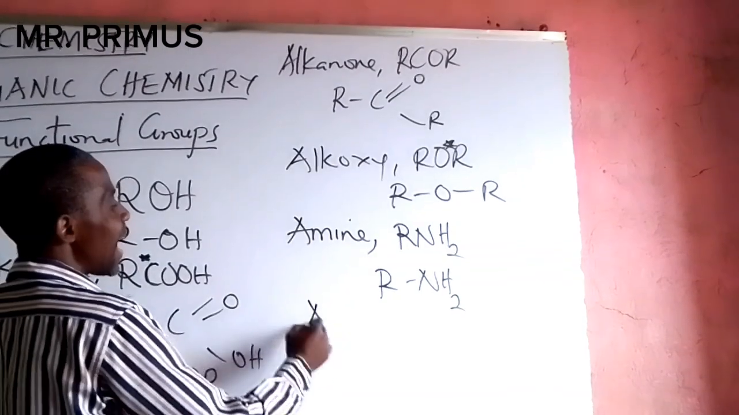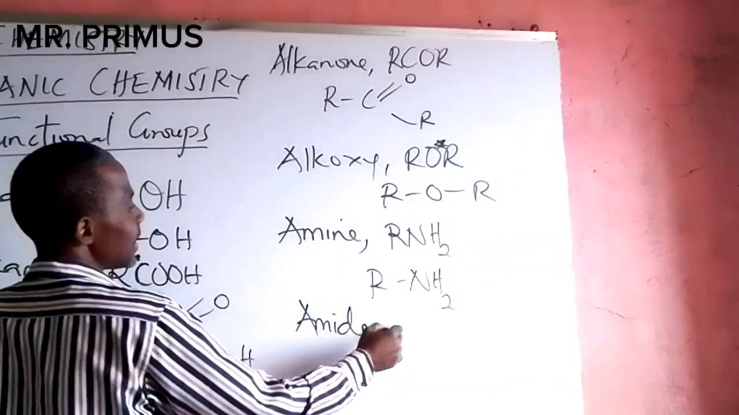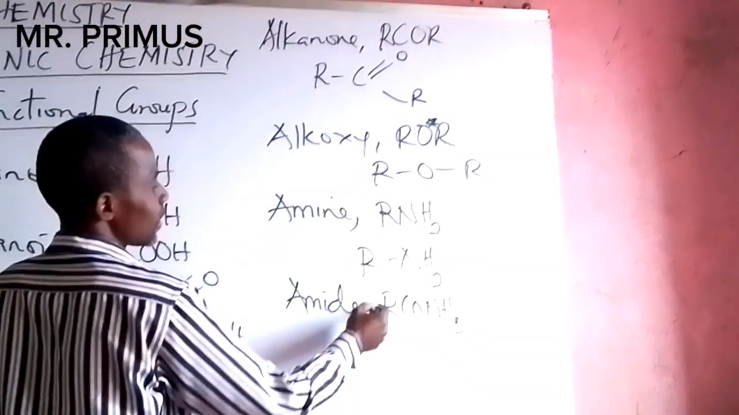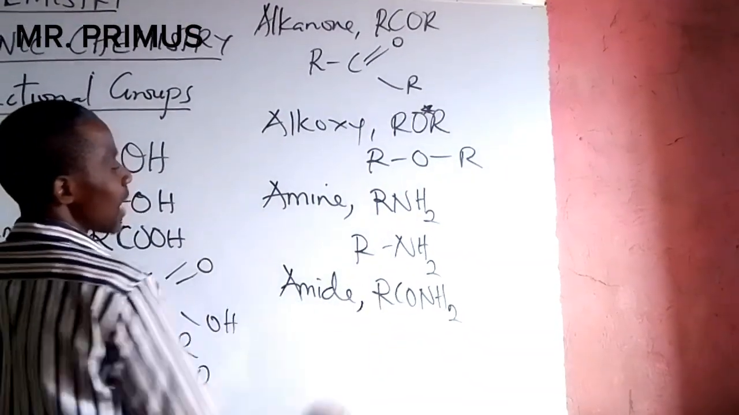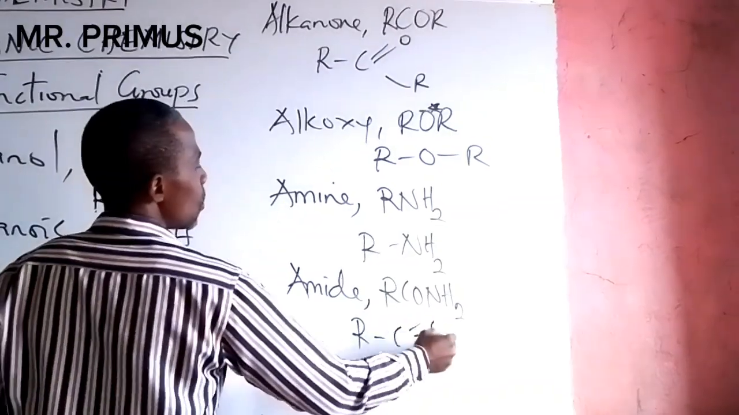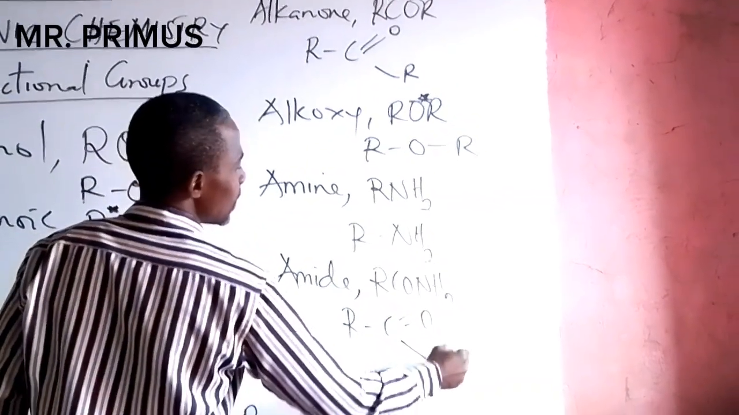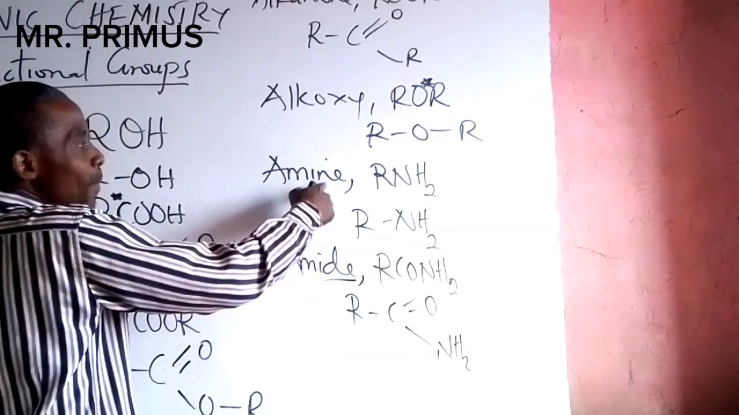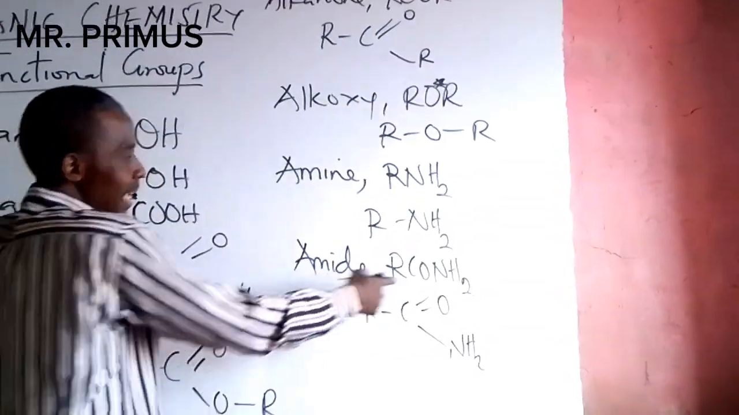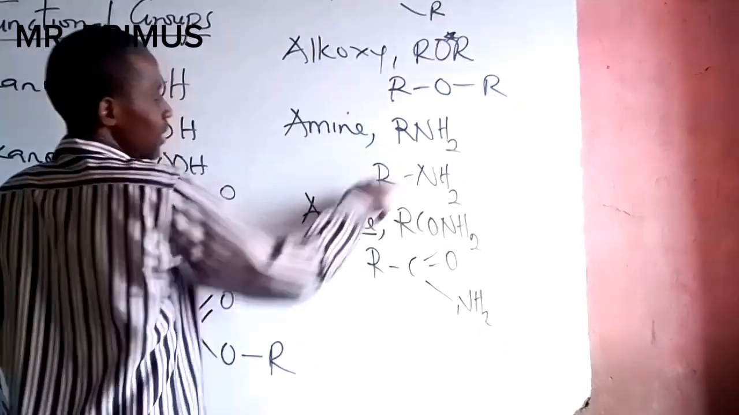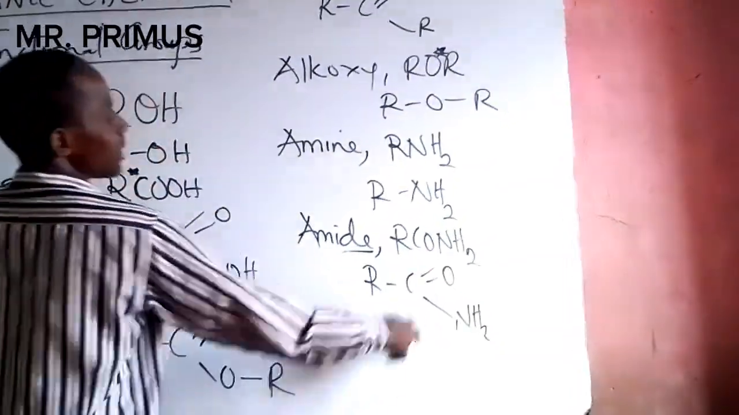Then the next one is amide. Amide. R-C-O-N like this. So RCONH2. If you see O with NH, it's ide. Amine, amide, like this.